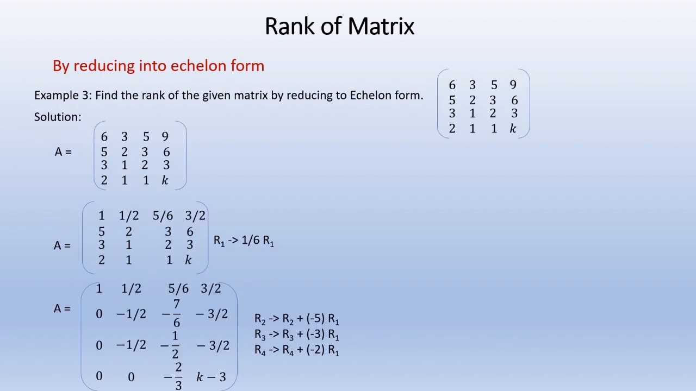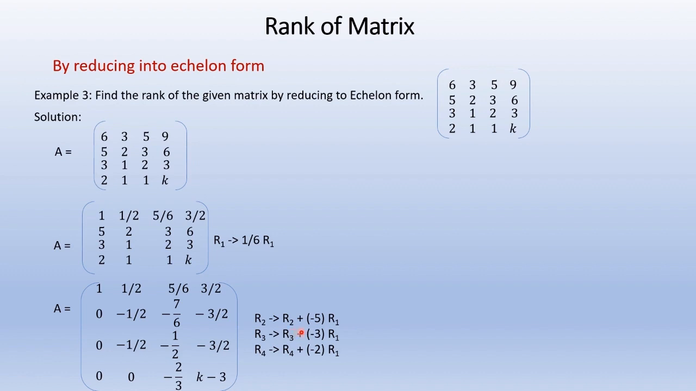Example 3. Find the rank of the given matrix by reducing to echelon form. This is a matrix. First, to change element A11 to 1, divide row R1 by 6. We get this: 1, 1 by 2, 5 by 6, 3 by 2. Now, we have to get upper triangle form, that is, all the elements below the diagonal need to be 0. So, row transformation of R2, R3, and R4 is done.